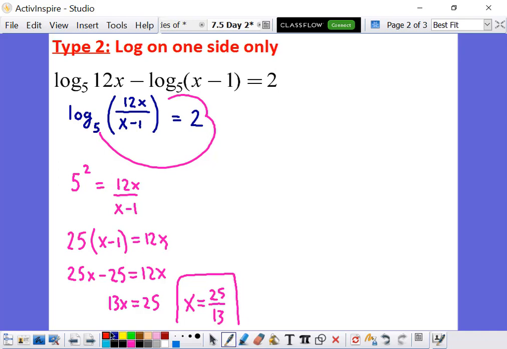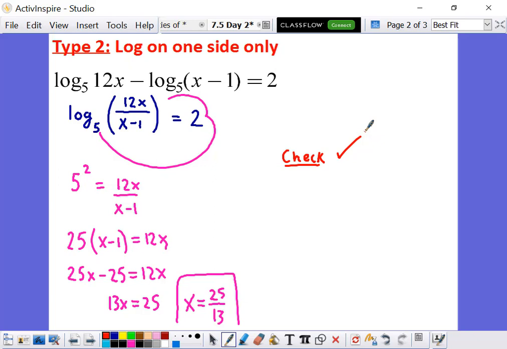Okay, so if we check our work, you actually can check this one mentally pretty well. If we take 25/13, which is positive, and we multiply it by 12, that will stay positive, because a positive number times a positive number is always positive, so I don't have any problems there. And then when I plug 25/13 in for the second x, I subtract 1. Well, since 25/13 is greater than 1, if you take 1 away, that stays positive, so it actually works. So our solution here is x equals 25/13.